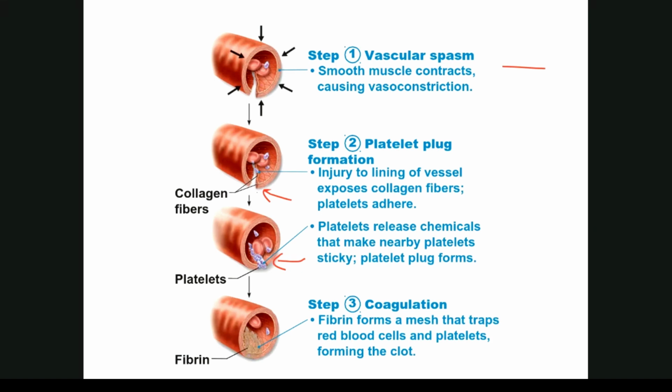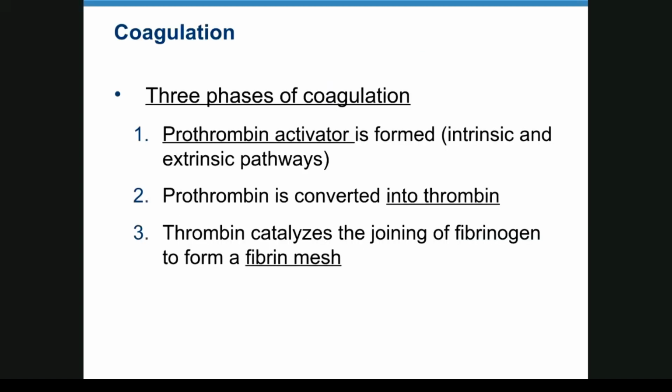And then coagulation is the formation of a fibrin mesh. It has 3 phases. First is you have prothrombin activator being formed. Prothrombin activator converts prothrombin into thrombin. Thrombin catalyzes fibrinogen, which is dissolved as a liquid, into a fibrin mesh.